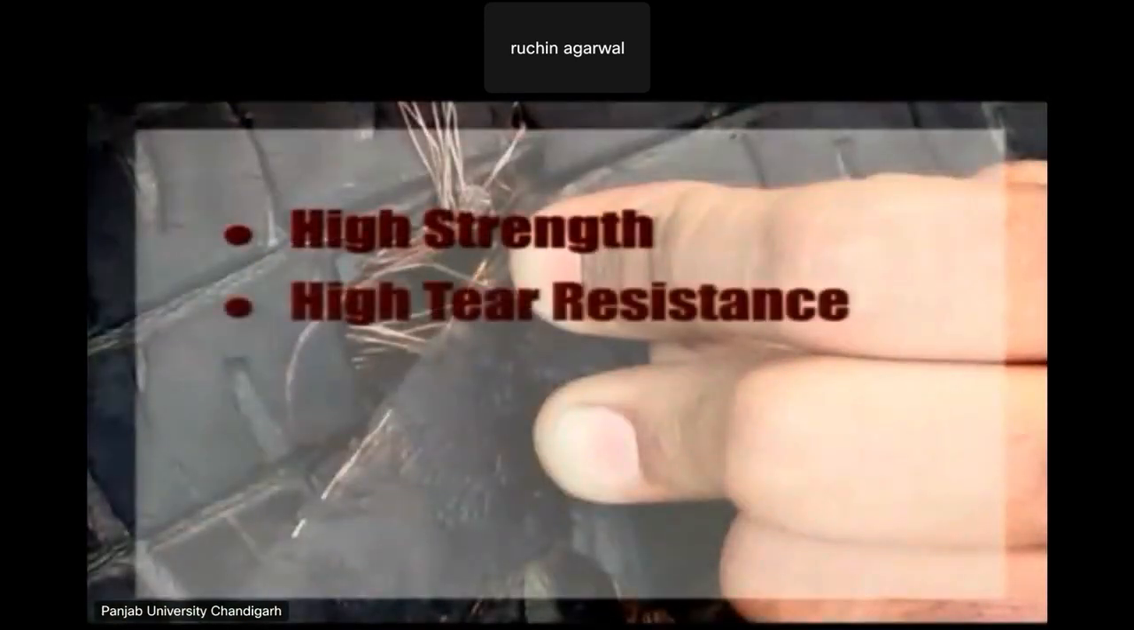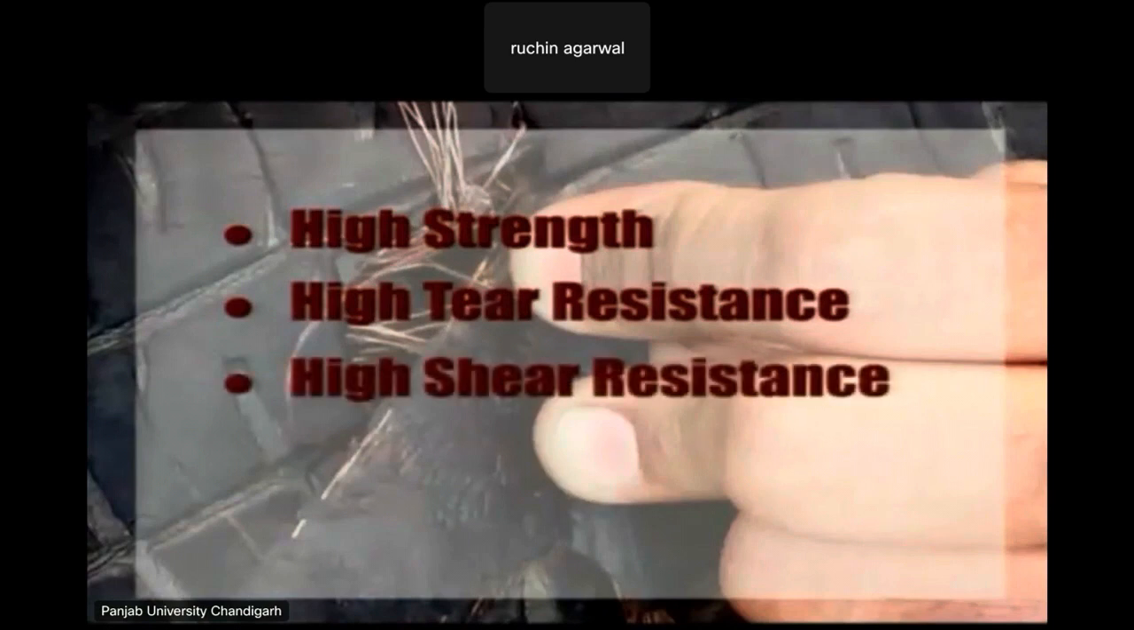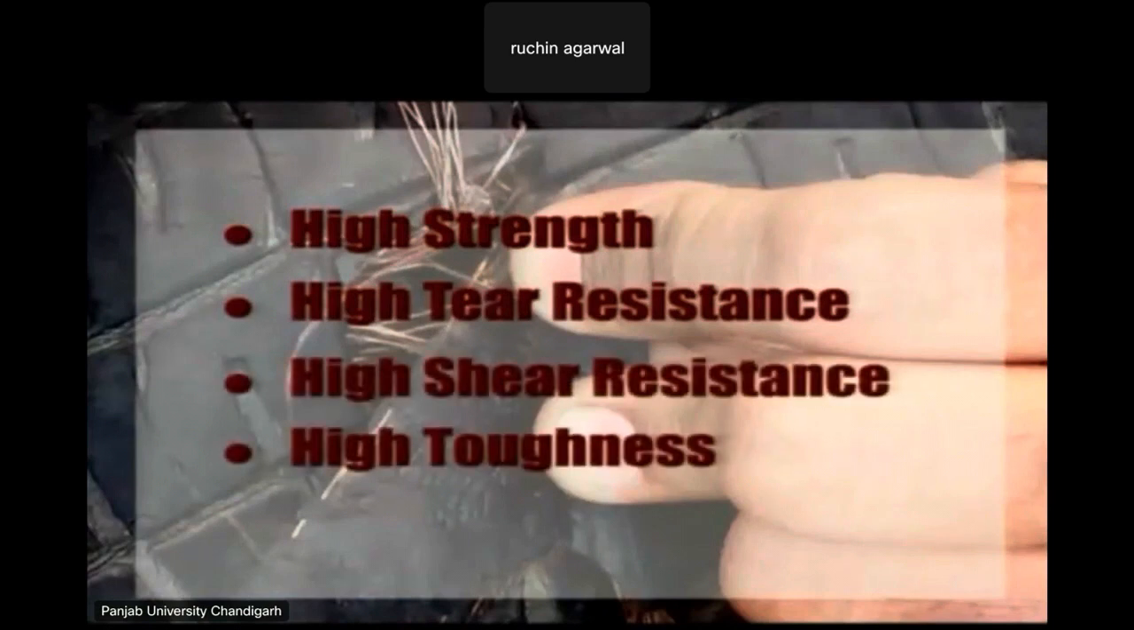It is available at a very cheap cost in the scrap market, and it cannot be recycled easily. Properties such as high strength, high tear resistance, high shear resistance, and high toughness are more effective for the development of viscoelastic energy dissipator links.